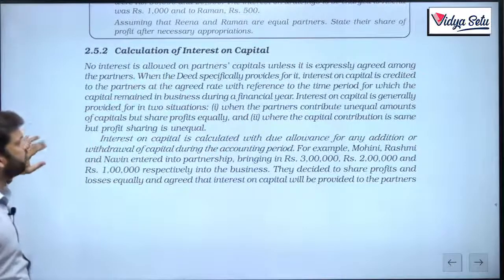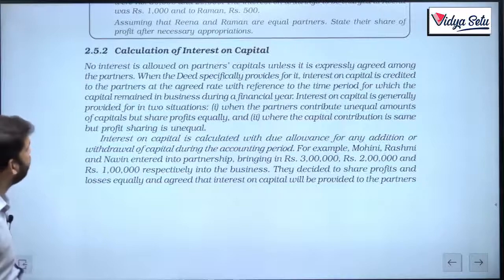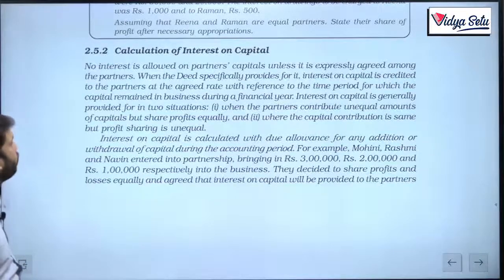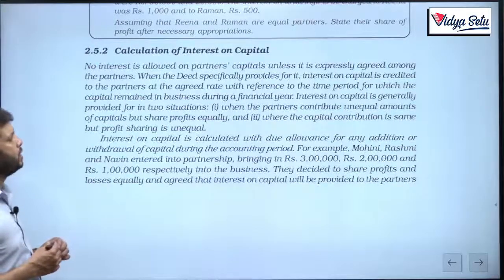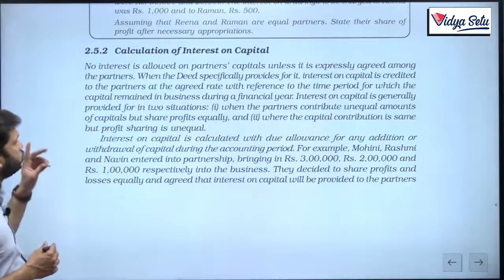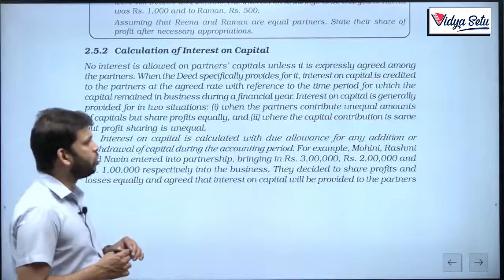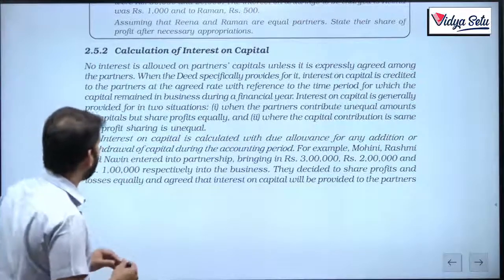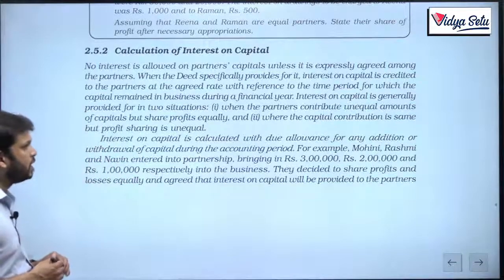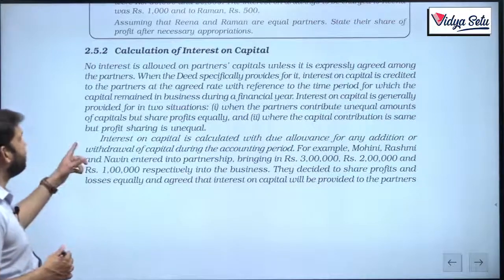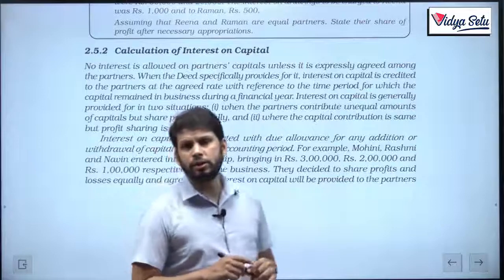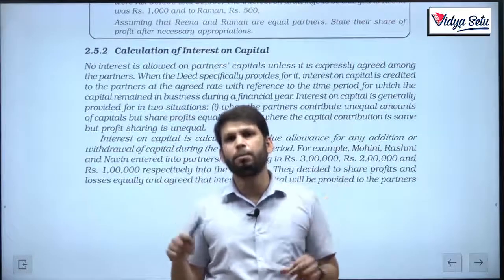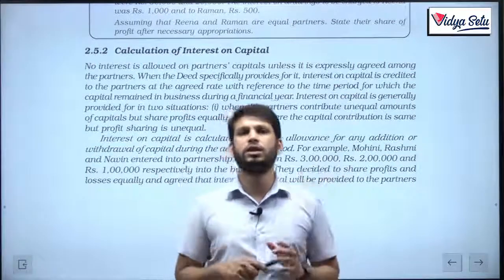So when the deed specifically provides for it, interest on capital is credited to the partners at an agreed rate with reference to the time period for which the capital remains in the business during the financial year. Interest on capital is generally provided for in two situations: when the partners contribute unequal amounts of capital but share profits equally, and where the capital contribution is the same but the profit sharing is unequal.